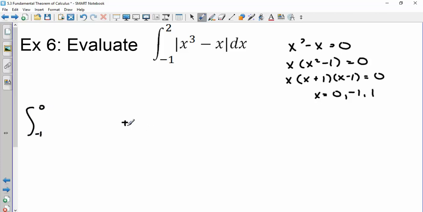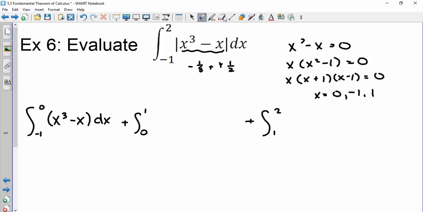Okay, negative 1 is one of my endpoints, so we're going to have to integrate from negative 1 to 0, from 0 to 1, and from 1 to 2. If I'm going from negative 1 to 0, if you put like a negative 1/2 in here, is this positive or negative? If I put in a negative 1/2, that would be a negative 1/2 cubed is negative 1/8 minus negative 1/2, positive. So the absolute value doesn't change it.